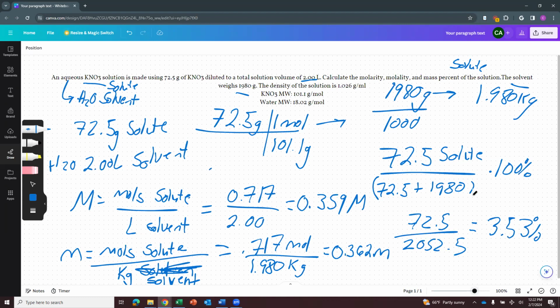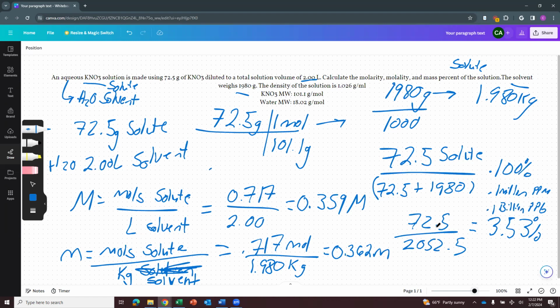And that's it. We could do parts per million, parts per billion, right? Instead of times 100, I would just times it by 1 million. That'll give me parts per million. Or parts per billion, I would times it by 1 billion instead of 100%. That'll give me ppb.